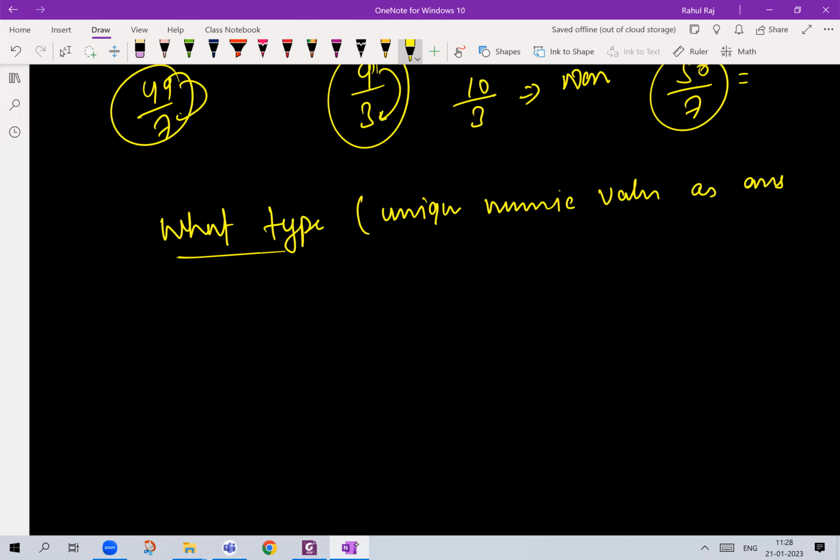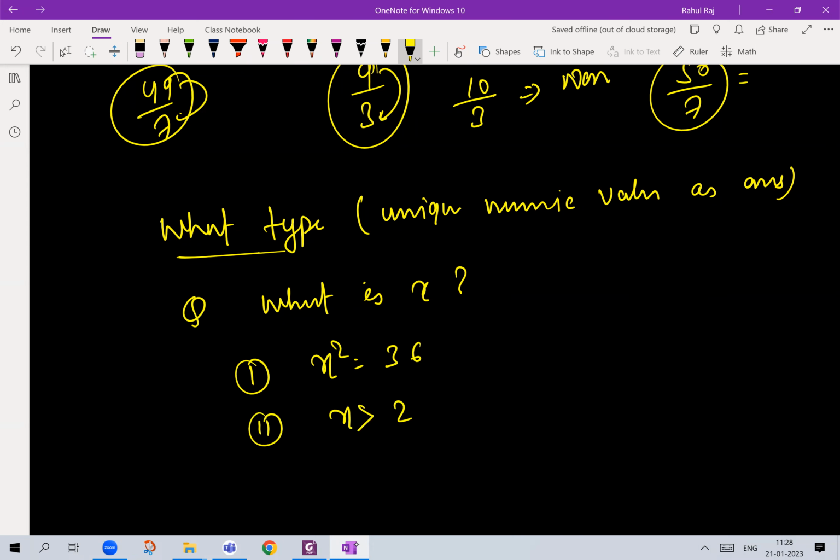It's as simple as you can think. Imagine I ask you, what is the value of x? Statement 1 says x square is equal to 36. Statement 2 says x is greater than 2. Take 20 seconds, please, to solve this. The moment you have two statements, your answer should be in the form of A, B, C, D, E. Always remember, if you have a question and two statements, it's a data sufficiency question.